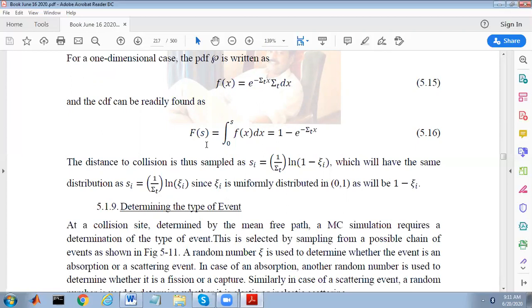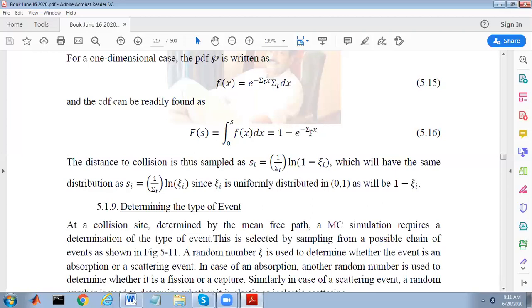It's analytic, so you can integrate this and see what is the probability of having an interaction till some distance s. So that is the cumulative distribution function, which looks like 1 minus e to the minus sigma t s. So this is a little mistake here. It should be s.